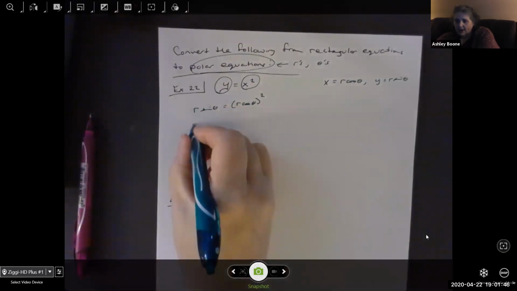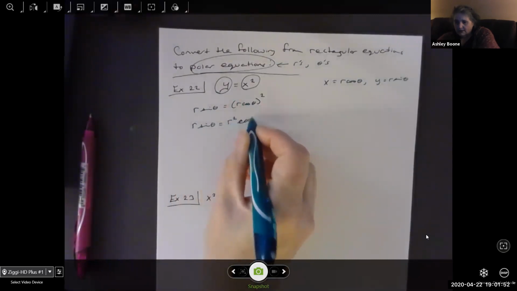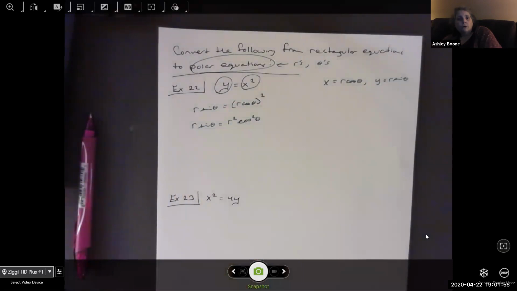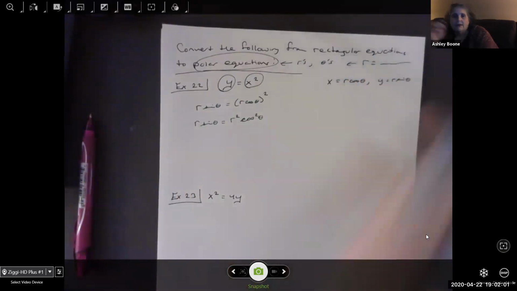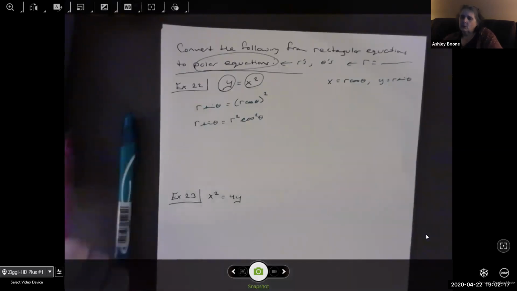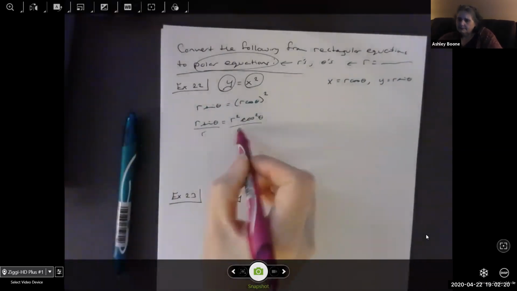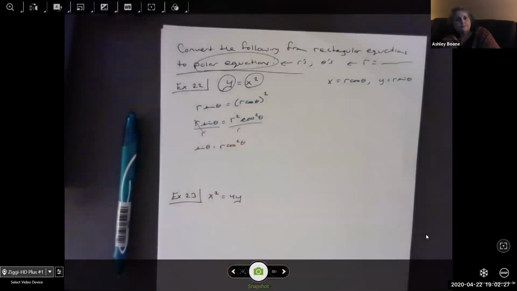Okay. So I have r sine theta is equal to r squared cosine squared theta. Now, your goal when you're writing polar equations is to get it in the form r equals everything else. Okay, we want to solve for r. We want to get it in that form. Now notice, we can do a couple of things here. First of all, we can divide both sides by r. That gives us sine theta equals r cosine squared theta. We can do that.